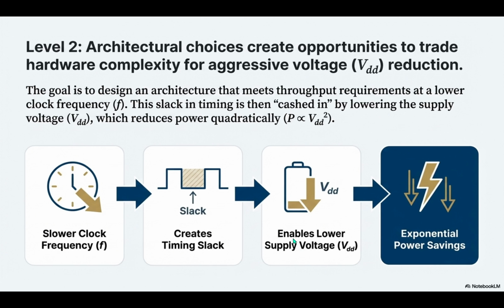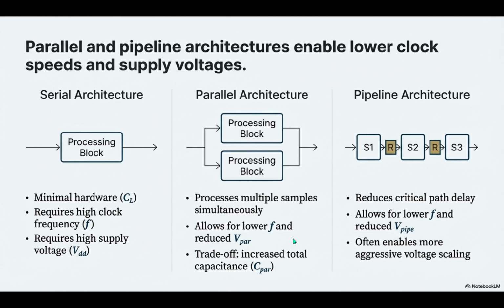Let's start with parallelism. Imagine a basic serial architecture is like a single highway lane. To get all the cars through, it has to run really, really fast. A high clock speed, which demands a high voltage. And a parallel architecture is like adding more lanes to the highway. Exactly. You literally duplicate the hardware block so you can process, say, 2 data samples at the same time. Now your clock only needs to run at half the speed to get the same overall throughput. Which creates that slack. Which creates the slack to slash VDD.